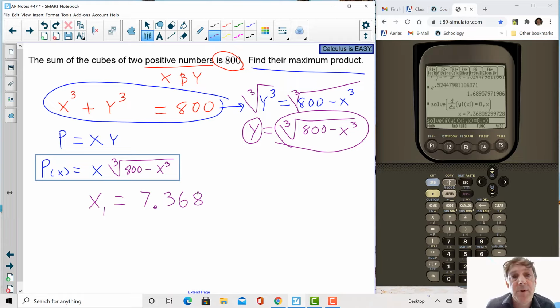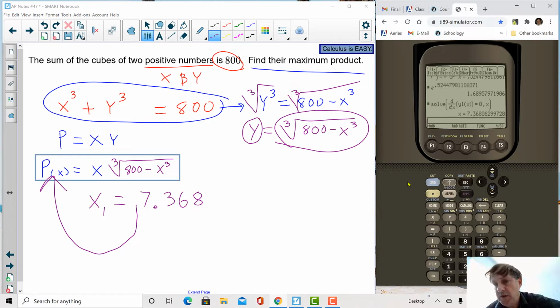Okay, all we found was the x value where their maximum product occurs, but we have not found their maximum product. It wants us to find their maximum product. So we're going to plug this x value into the product function. Remember, we saved that in y1. So from the home screen, we can just do y1 of that critical number.